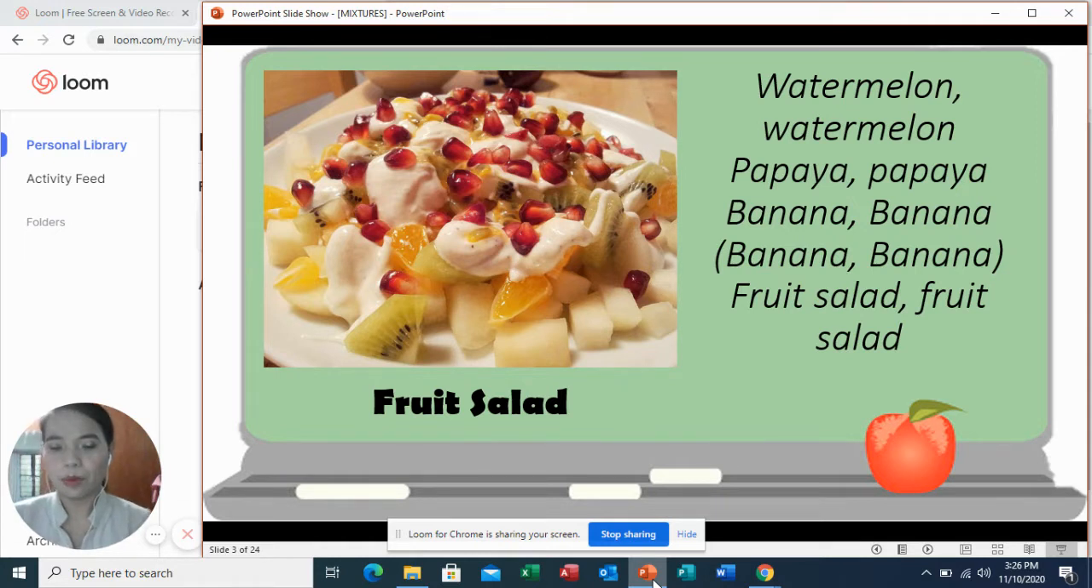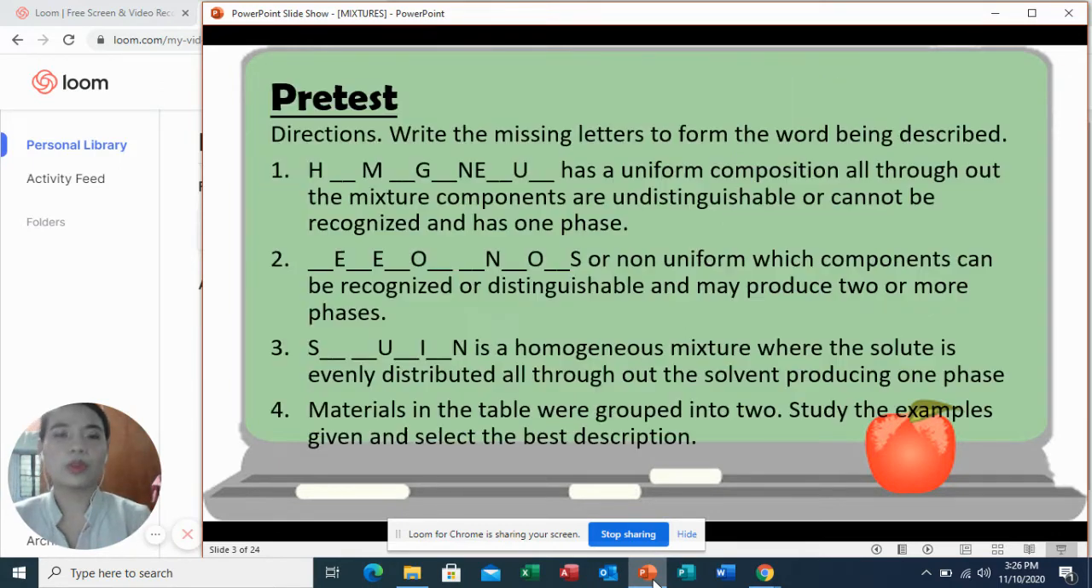Now, fruit salad is an example of mixture. Do you want to learn more about mixture? Do you want to know how to classify or categorize a different mixture you have at home based on their characteristic? Okay, go through the module to find it. But before that, let me know first if you know something about what we're about to discuss this day.